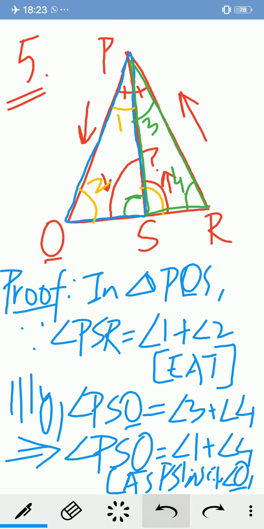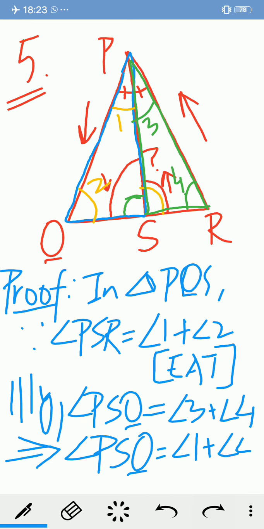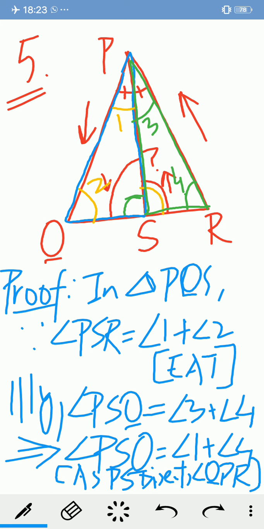Or you can write like this. There's a little space here. Let me rewrite this. Reason is as PS bisects angle QPR. This is the reason why I replaced angle 3 by angle 1.